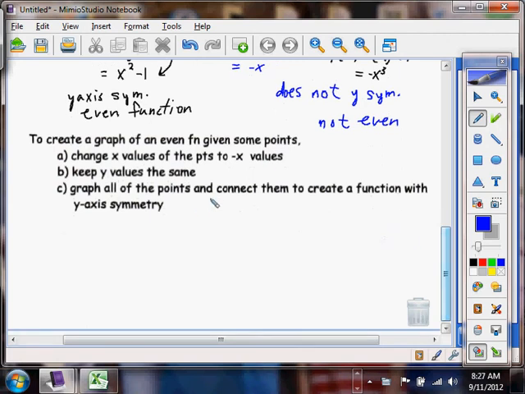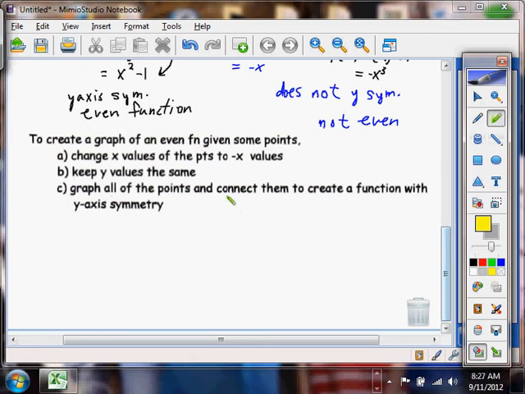On this next part, I don't think I'll be doing an example with you. There are going to be some homework problems over this. To create a graph of an even function given some points, all you have to do is follow these steps. Maybe I'll try to create some kind of an example. A, change the x values of the points to negative x. Then next, B, keep the y values the same. And then finally, C, graph all of the points and connect them to create a function with y-axis symmetry.